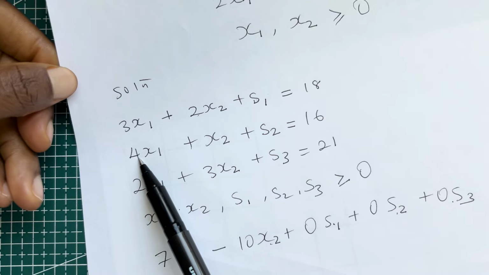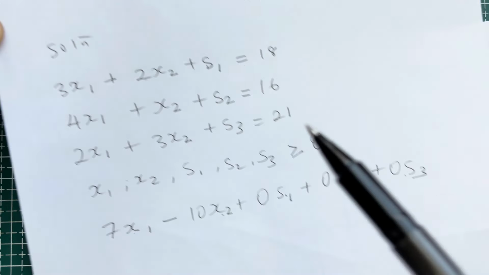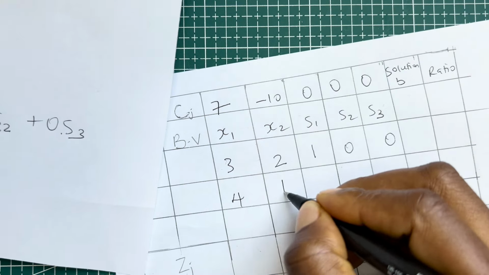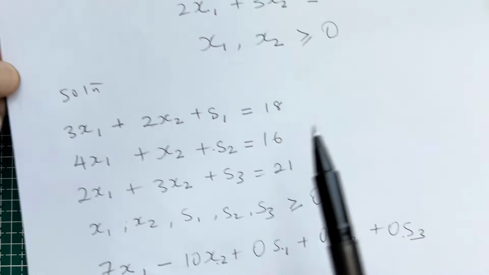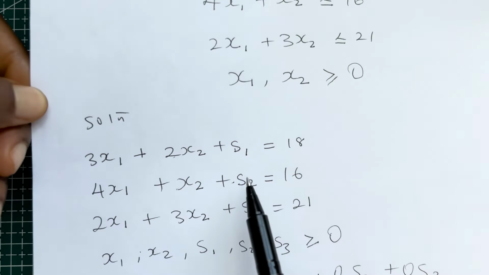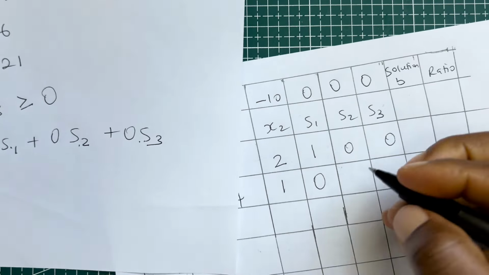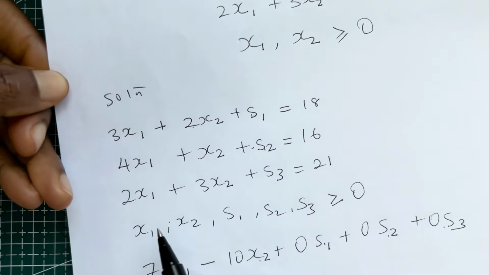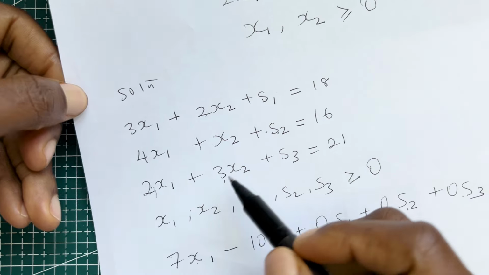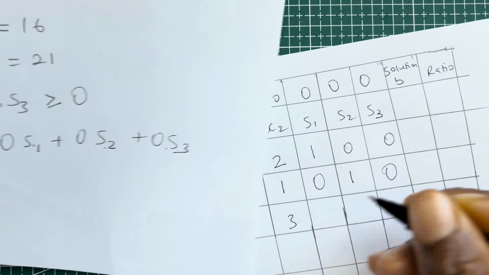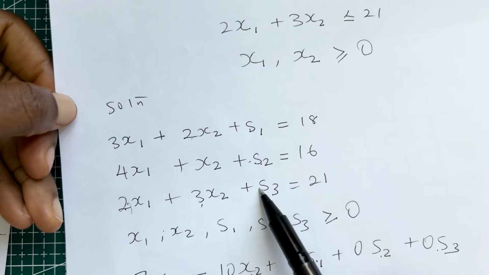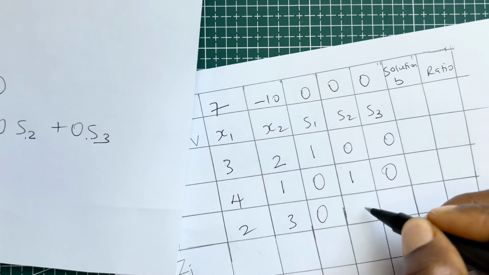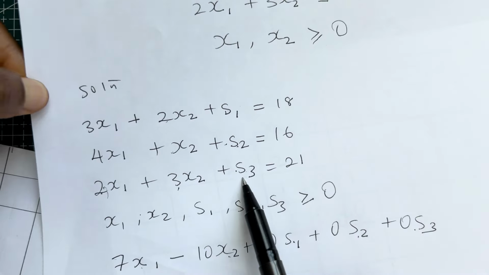For the second constraint, we have 4, 1. There is no s1, we write 0. For s2 here, we have 1. No s3, we write 0. For the third one, we have 2, 3. For s1, 0, s2, 0. For s3, we have 1.